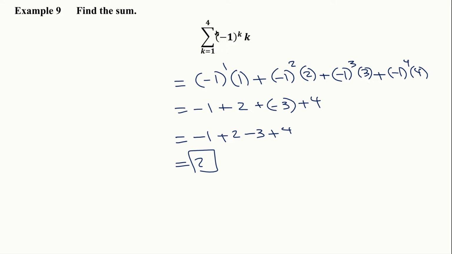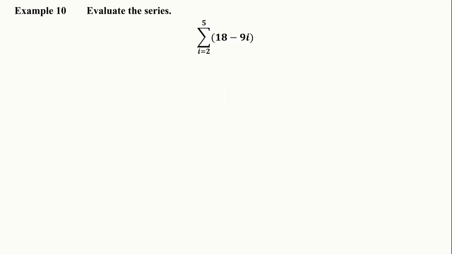And by the way, if you just look at that itself, notice it's a nice way of generating what? Alternating positive and negative integers, right? All right, go ahead and try this one and then join me again.